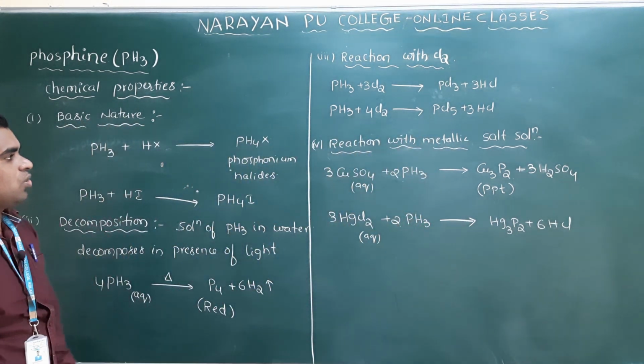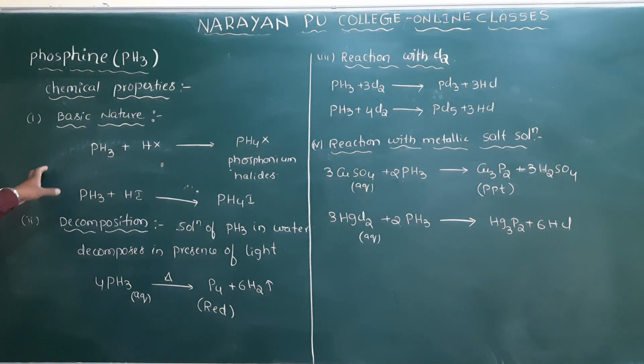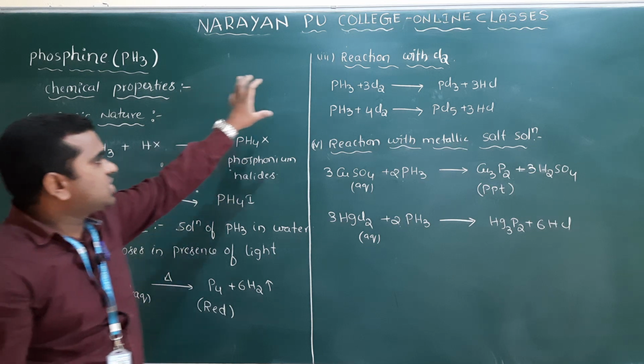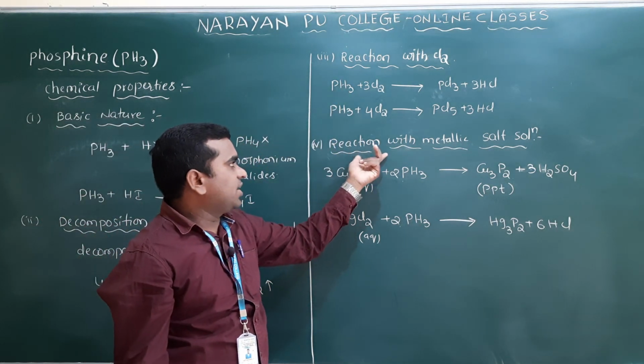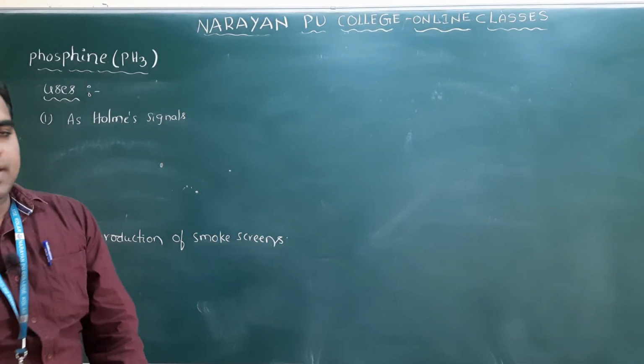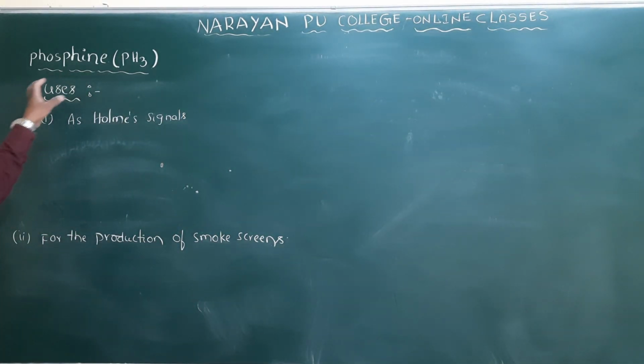So these are the four chemical properties of phosphine. First one is basic nature, then decomposition, reaction with chlorine, and this is important, reaction with metallic salt solutions. Next one is uses of phosphine.